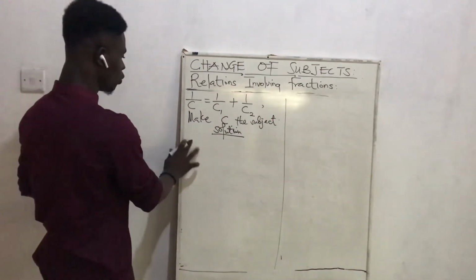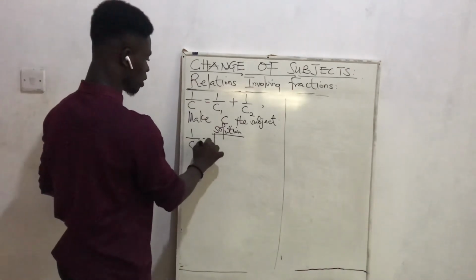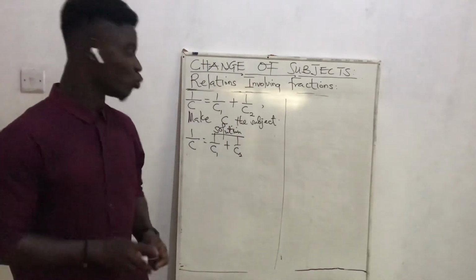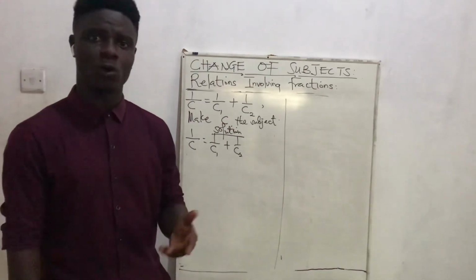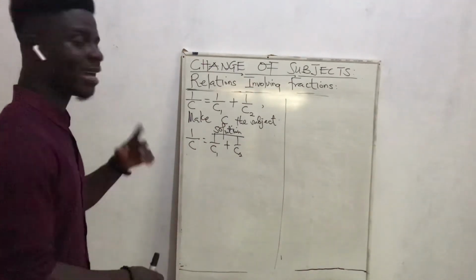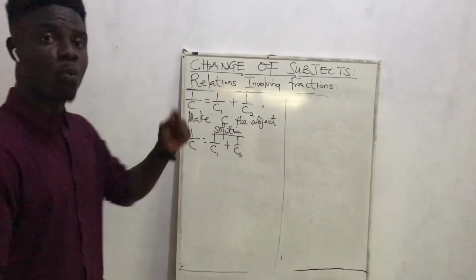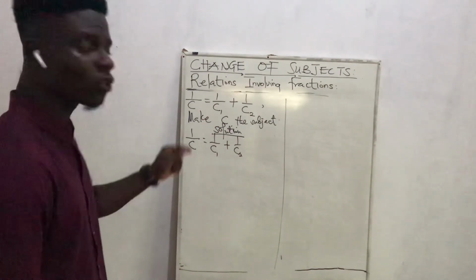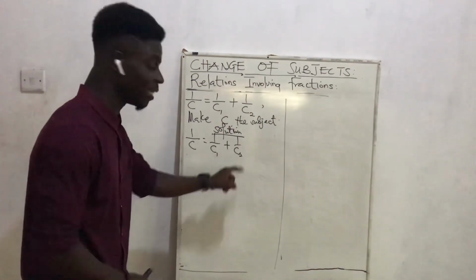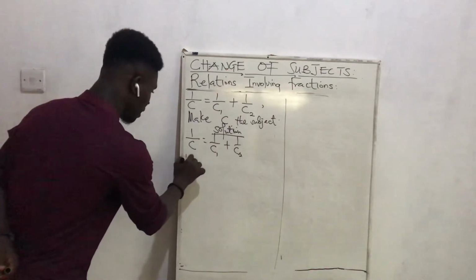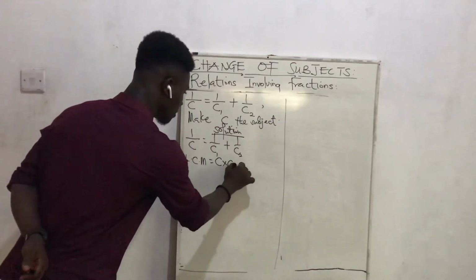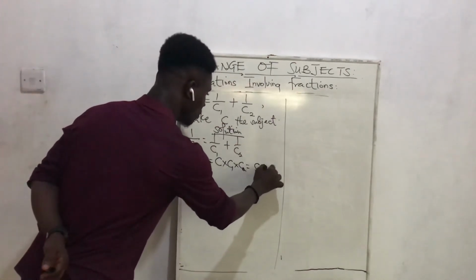So, what do we do? 1 on C equals 1 on C1 plus 1 on C2. First of all, you have to clear the denominators by multiplying each term by the LCM. How do we find the LCM? I said if you want to find the LCM, multiply all the denominators we have. We have C, C1, then C2. So the LCM can be found as C times C1 times C2, which is equal to C C1 C2.